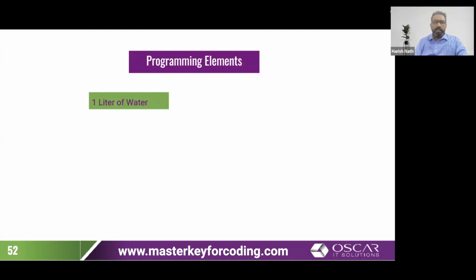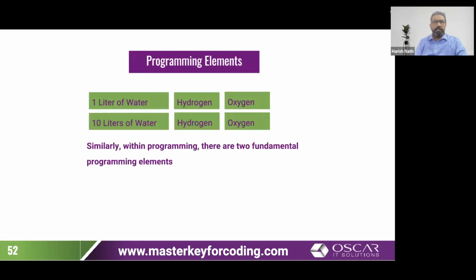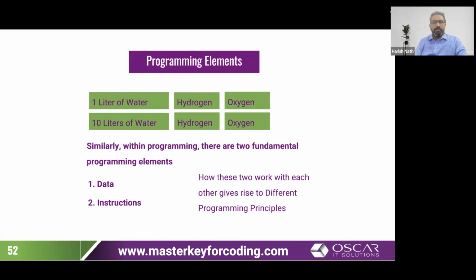Let's learn something about programming elements. How many elements do we have in water? 2, hydrogen and oxygen, in 1 liter of water. What if we had 10 liters of water? Still the same. Similarly, programming has 2 fundamental elements. One is data and the other is instruction. How these two work with each other gives us various programming paradigms, or programming principles, or programming methodologies.